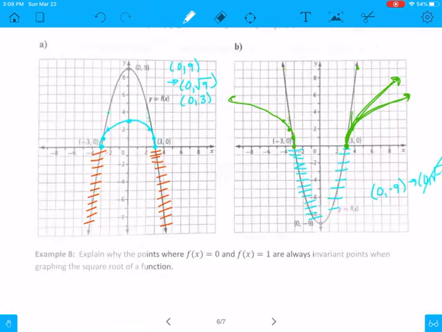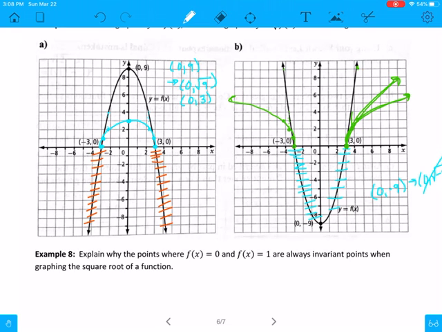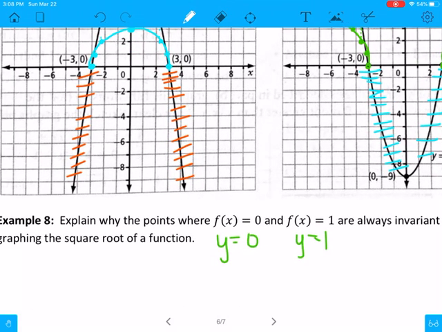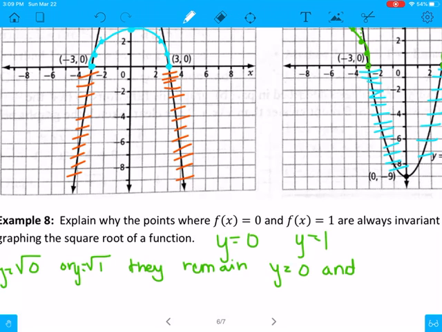Last thing. Explain why the points where f of x equals 0, f of x is just y, where y equals 0, and f of x equals 1, y equals 1, are always invariant points when graphing the square root of a function. They're always invariant because when you square root 0 or square root 1, they remain. I guess we should say y equals 0 and y equals square root of 1. They remain y equals 0 and y equals 1. Remember, invariant means does not change.